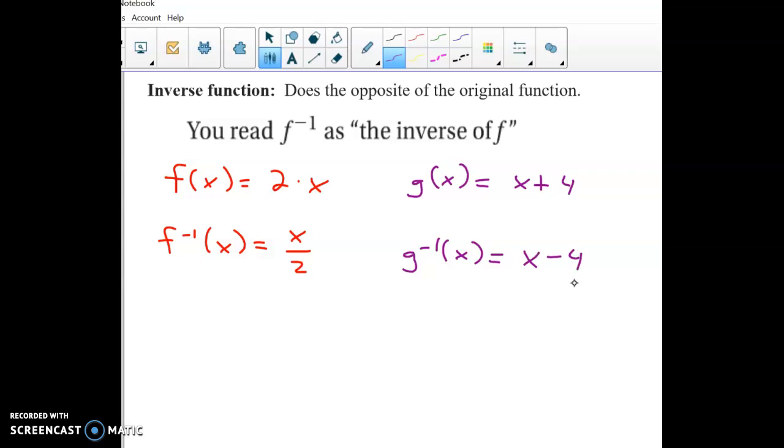These inverses we could almost figure out mentally, because it's pretty straightforward. But on a harder one, let's say we had m of x equals something like 2x squared minus 7, that's going to be harder to figure out exactly what the inverse is. So we're going to have a process for finding the inverse instead of just doing it mentally like we did here.